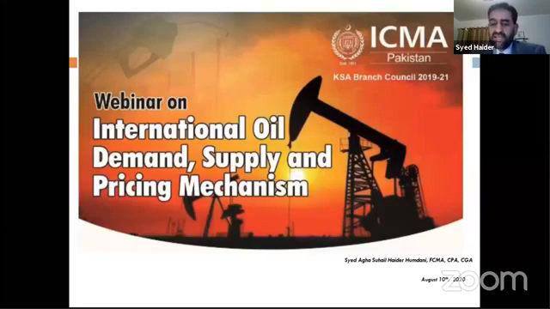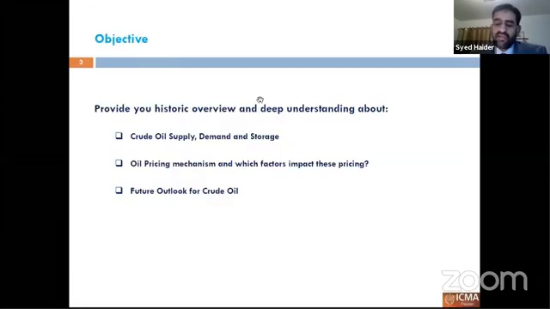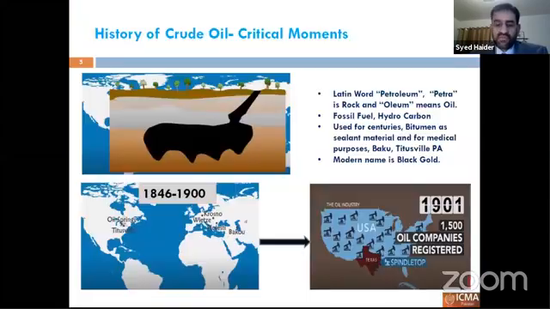Up to 1846 was basically when oil started coming in from different areas in the world. Then we go to the 1900 era, and it came so fast that about 1,500 oil companies got registered in Texas and in Titusville in Pennsylvania. The oil started coming in, and people rushed to these areas to become part of this industry. Then we go to 1910.